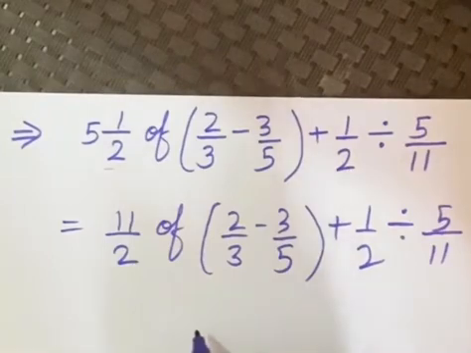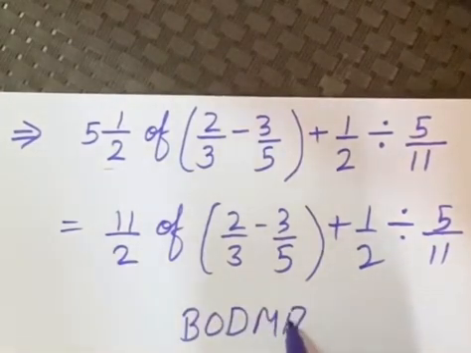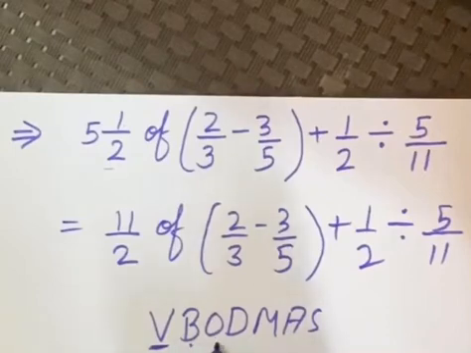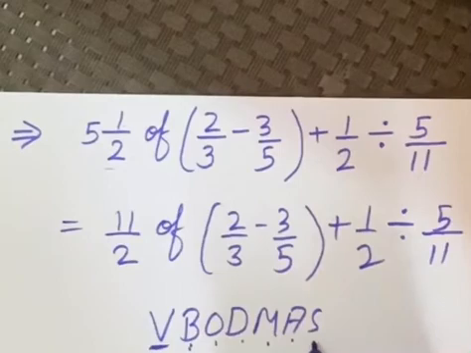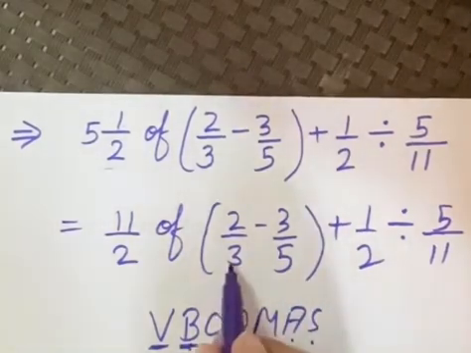So what does the rule say? BODMAS. We are not having bar, so we are excluding this. BODMAS: bracket, of, division, multiplication, addition, then subtraction. So first of all, we are going to solve this bracket.